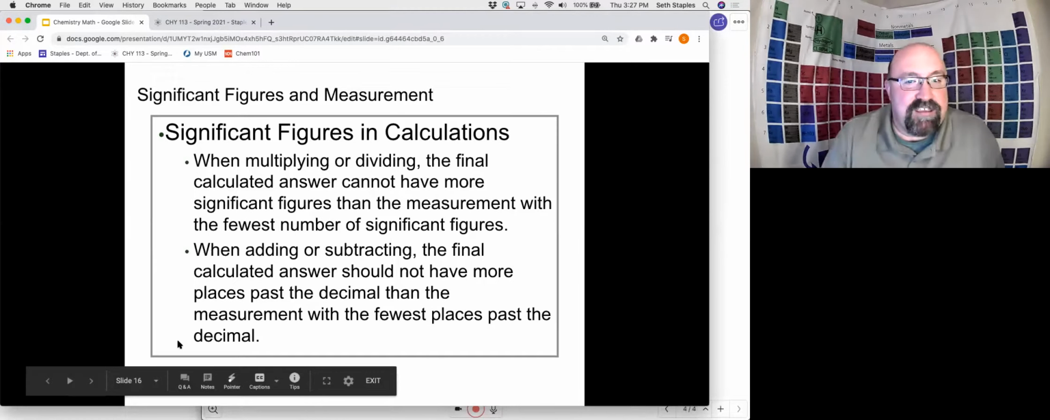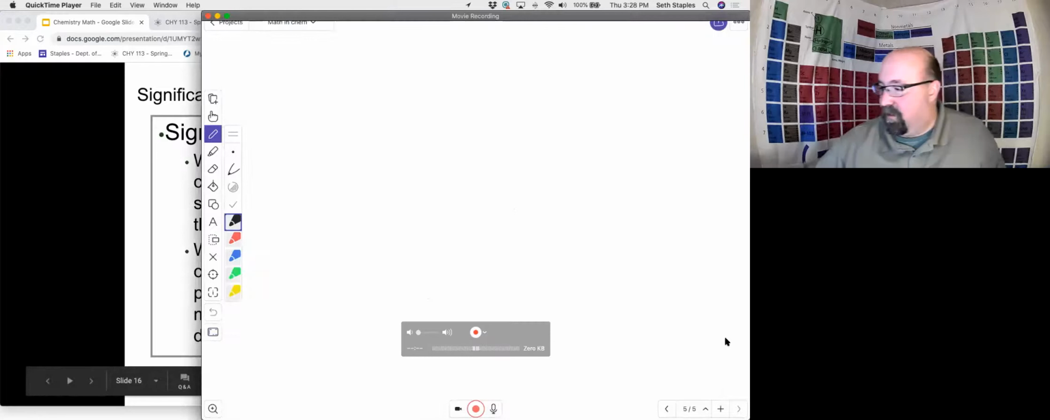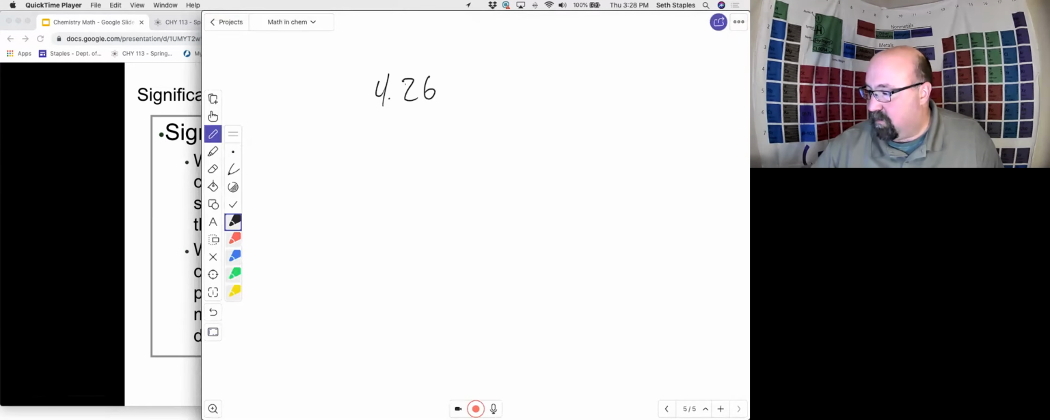Adding and subtracting is a little bit different. When you're adding and subtracting, you don't look for the actual number of significant figures. You look for the measurement that took you to the fewest places past the decimal point, and you cut your final answer off there. And so, for instance, let's say I'm just adding up a series of numbers, could be for anything. Maybe it's lengths. I'm adding up some various lengths. So I have 4.2, these are all in meters.